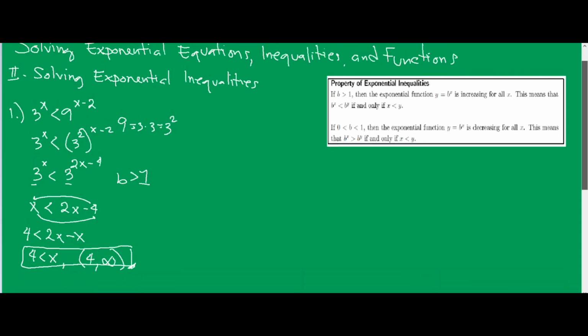So, bigay naman tayo ngayon ng example na ang base ay less than 1. So, that is 1/10 raised to x plus 5 greater than or equal to 1/100 raised to 3x. So, obviously, our base here ay between 0 and 1, which is a fraction. So, kailangan pagparehasin muna natin yung kanilang base.